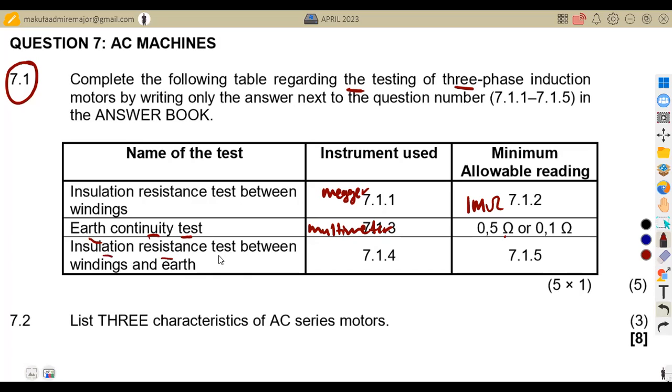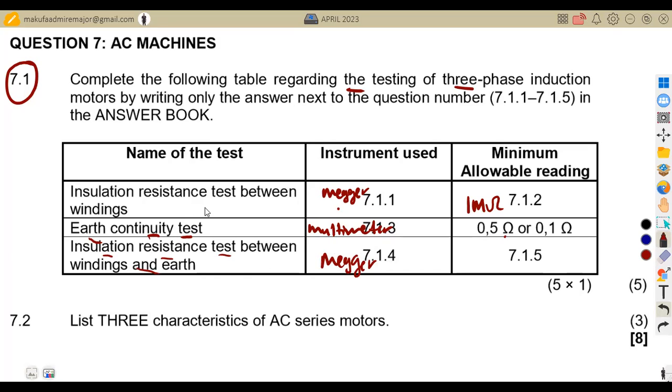Then the insulation resistance test between the windings. All right, the insulation resistance test between windings and earth. Again, there we can apply this megger. In this case, we can apply our megger test, or the insulation resistance tester, again for insulation resistance.